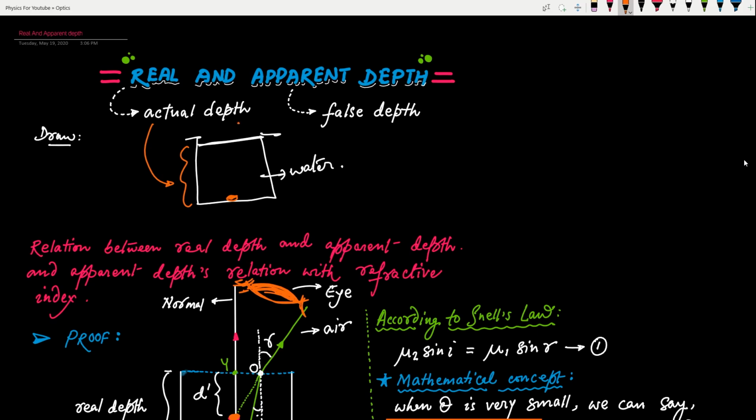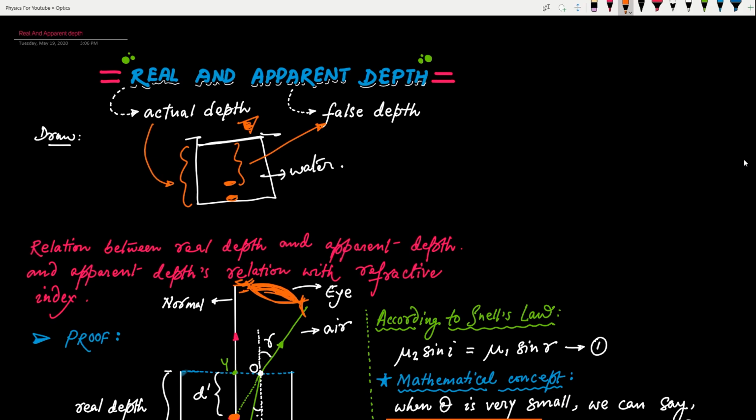Now, when we keep our eyes here and look at this coin, then we will see that the coin is somewhere here, that the coin has moved up. Now, this depth is known as the apparent depth or the false depth. Okay. This is not the actual depth but the false depth which our eyes see. So what is the relationship between real depth and apparent depth and how is it related to refractive index? We will look into that.